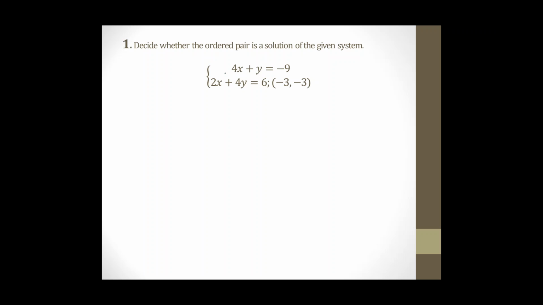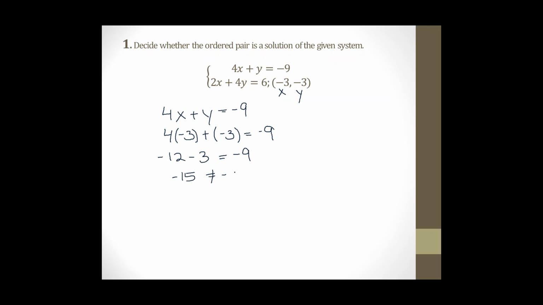So I'm going to start with the first equation because it also looks easier to solve. So let's do 4x plus y equals -9. And we're taking our point. This is our x value, this is our y value, and we are plugging it into this equation. 4 times -3 plus -3 equals -9. Okay, 4 times -3 is -12. And a positive times a negative is a -3, and all that is equal to -9. Now, -12 minus 3 is -15, which is not equal to -9.